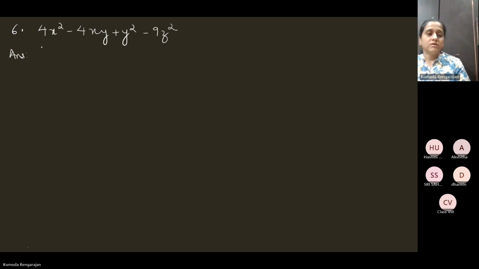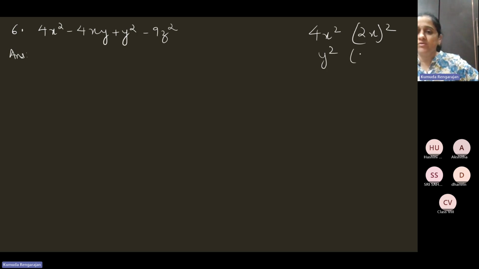Okay. So here we have 4 terms. Look at these 3 terms, 4x squared. Now what do you observe here? We have 3 perfect squares. 4x squared is a perfect square because it can be written as 2x the whole square. Then y squared is a perfect square because you can write it as y the whole square. 9z squared is also a perfect square. You can write it as 3z the whole square.